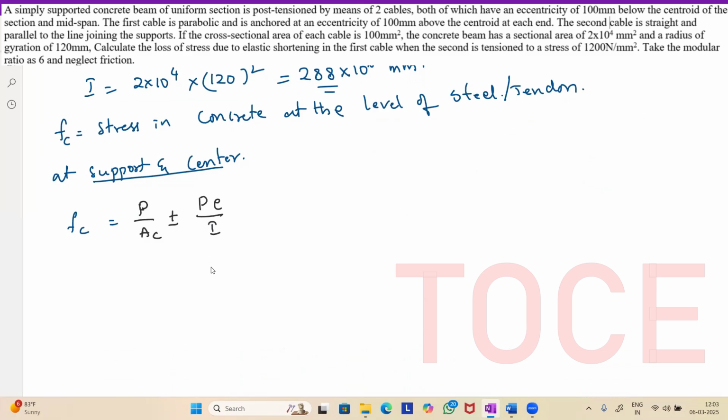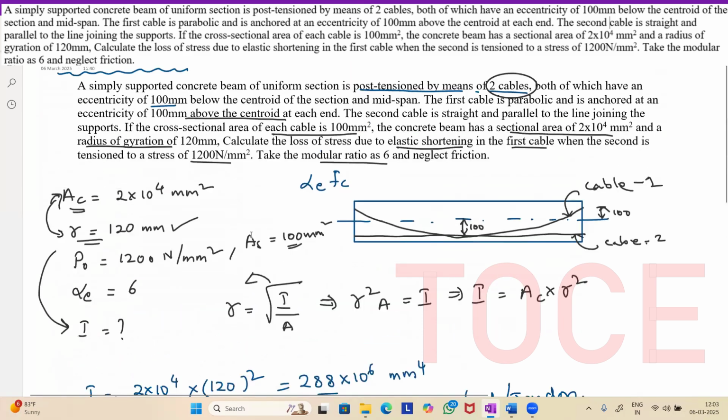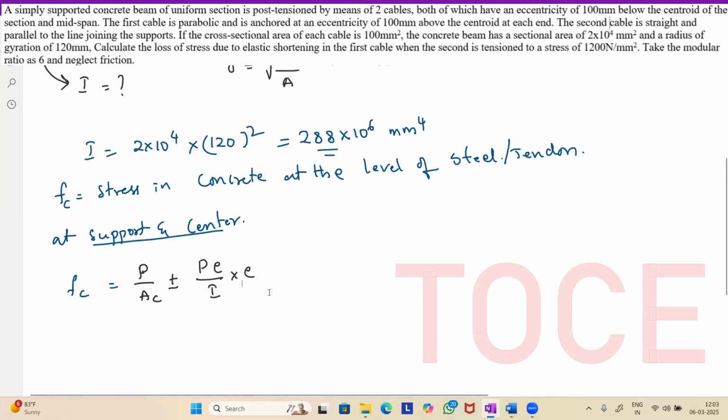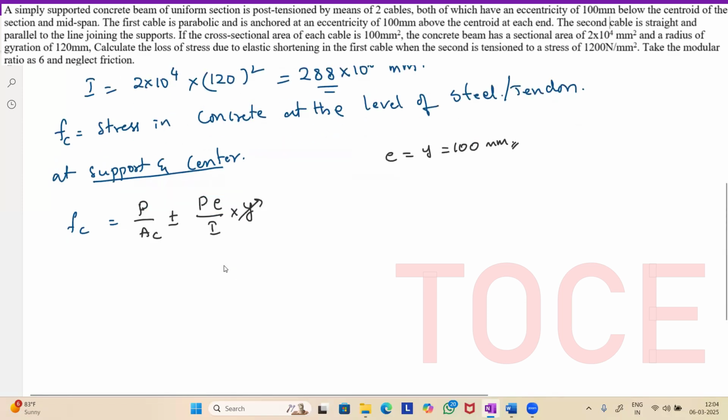PE divided by I into E. Here we'll take the eccentricity itself. Here E, the eccentricity, is equal to my Y. In the actual formula I'll get Y, right? The Y is the distance from the CG of the section to the steel. The center of section to the steel distance is my Y. So here my Y will be equal to E, that is 100 mm. So this is equal to E.